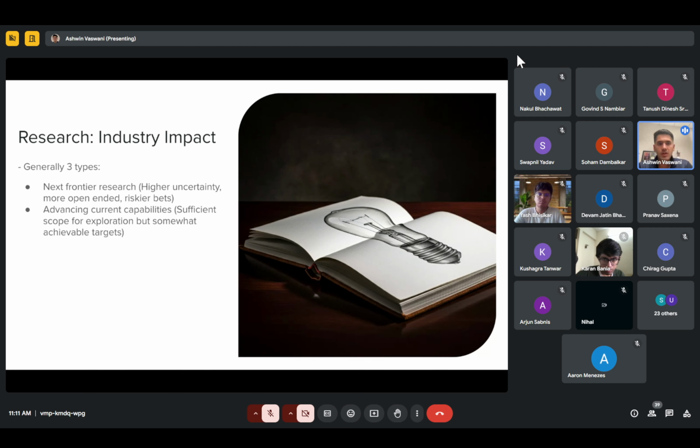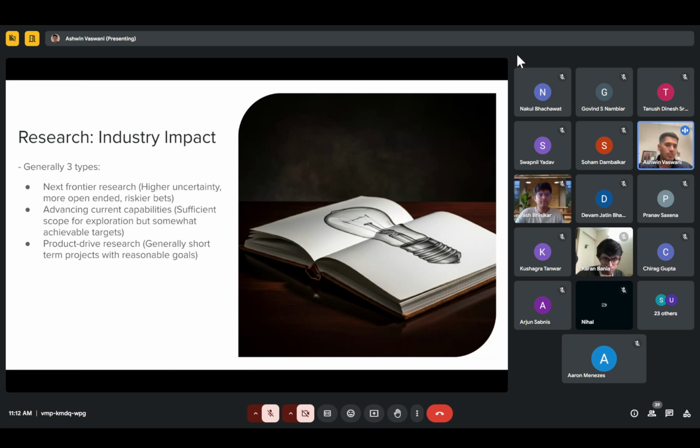Then there's advancing current capabilities. Basically, there's a sufficient scope of exploration left, but you're still not certain how to get there. But you know that if you keep iterating on it, you see a clear goal, but how to get to that goal is not clear. And I think there's a lot of projects and work out there like that as well, where something could work in maybe a year or two, but you just need to figure out the right investment in terms of people and also time into the problem, and you could get somewhere close to it if things work out.